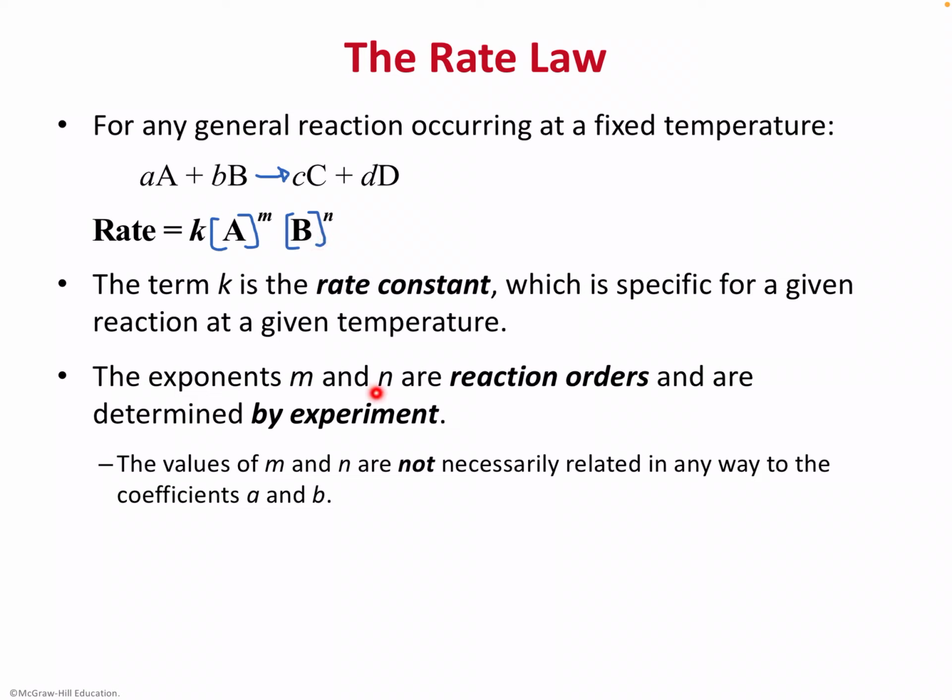The exponents m and n are reaction orders and are determined by experiment. They are not the coefficients that we see over here. They have to be determined by running an experiment. We will see how we can find those values. The values of m and n are not necessarily related in any way to the coefficients a and b. So they are separate from these coefficients. They are called reaction orders, and they are different from stoichiometric molar ratios. Okay.